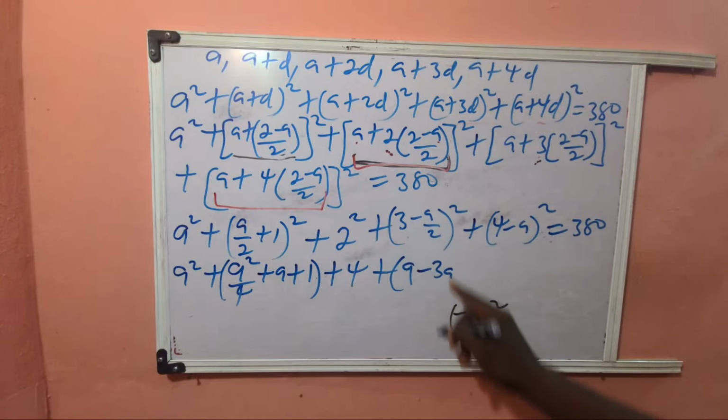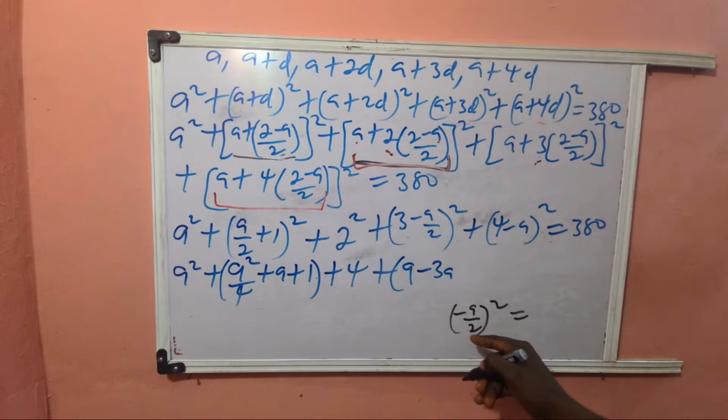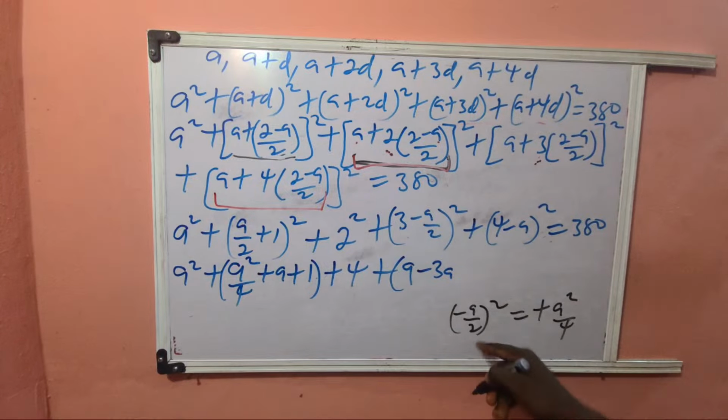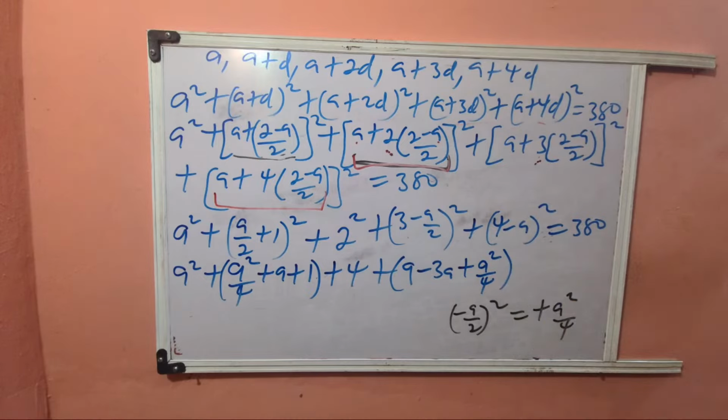Now we're doing the second term square. That will be, of course, the square, we cancel the minus. So we're having positive a squared over 4. That will be a squared over 2 squared. So what we have here will be a squared over 4. So we're done with the third term.